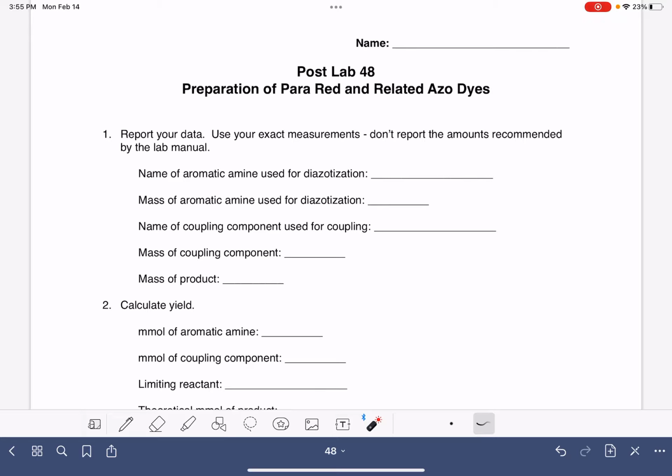And because you have quite a few choices for the aromatic amine and the coupling component, I'm also asking you to list the names of the ones that you chose to use, just so that I know what you picked.